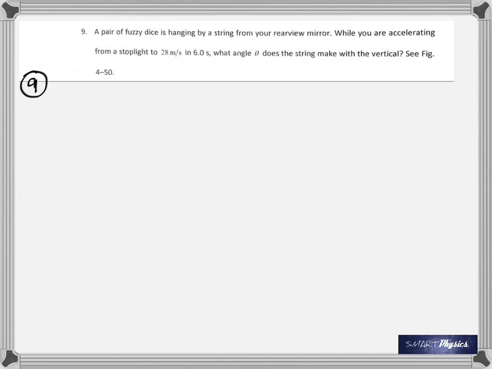Stuff hanging. And when you're accelerating from a stoplight, what's happening to whatever is hanging there? Will it go backwards or forwards? What a silly question. When you're accelerating from a stoplight and the thing that's hanging from your rear view mirror, will it go backwards or forward? Backwards. That's what this problem is talking about. All you got to do is find the angle that the string makes with the vertical, right? Go ahead. I'll give you 2 minutes.